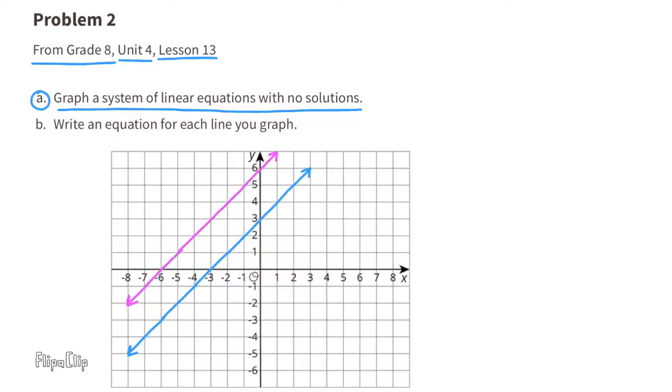They have the same slope and different y-intercepts. B. Write an equation for each line you graph. I can start out the equations for both of these lines with y equals. Next, we need to figure out what the slope is.